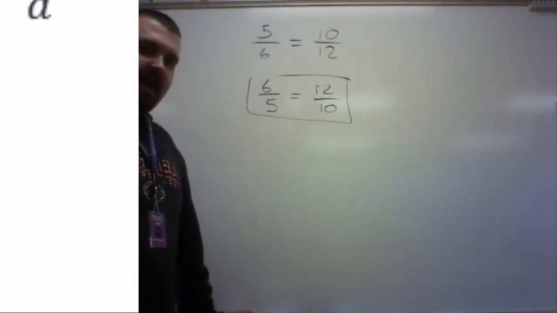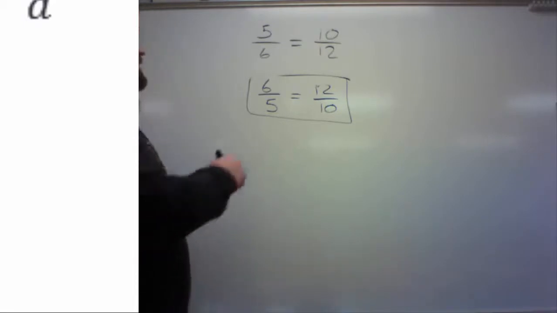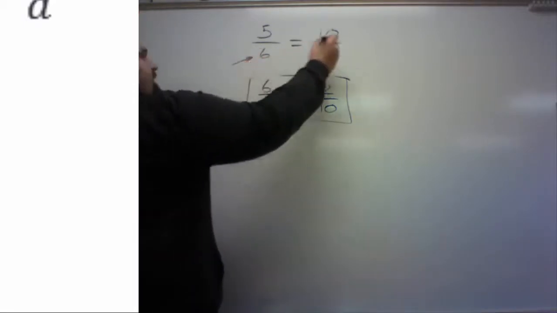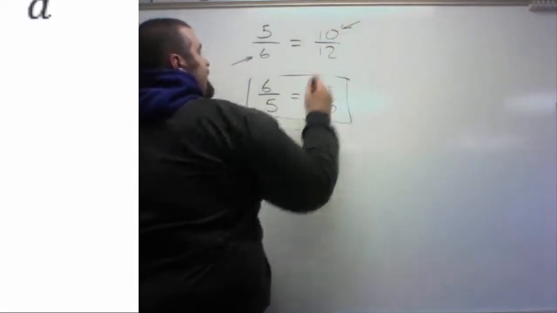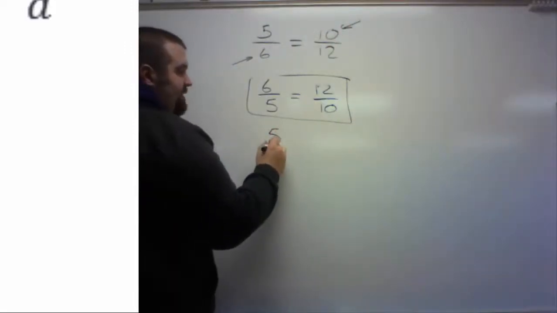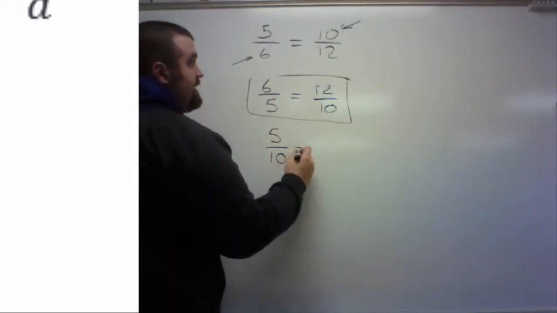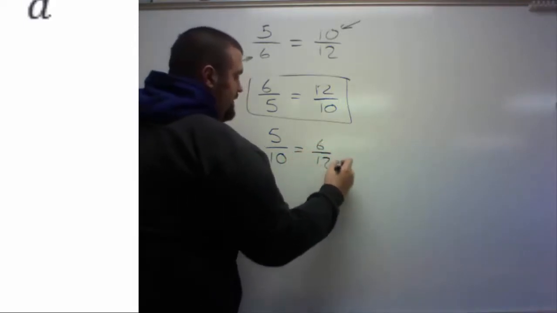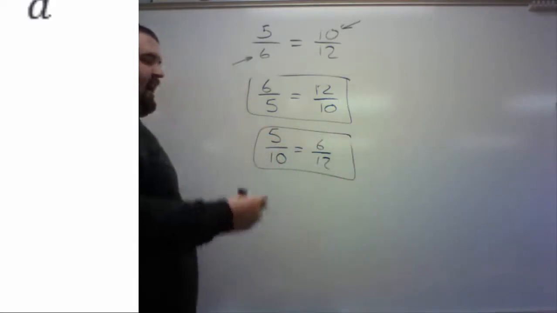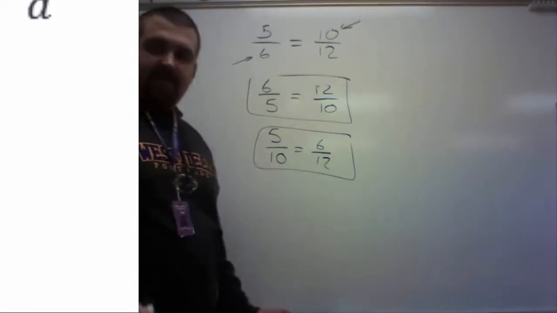Another true proportion I can make is if I change the means of my proportion. I flip them around. This number and this number are the means of my proportion. So I could make it 5 to 10 equals 6 to 12. That's another proportion I can make using that third property there.